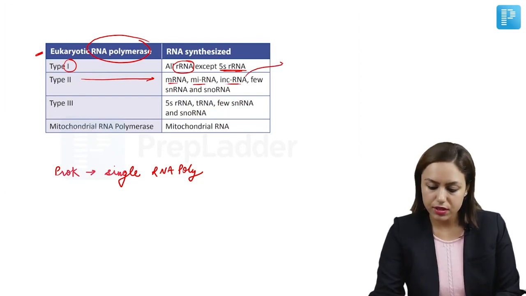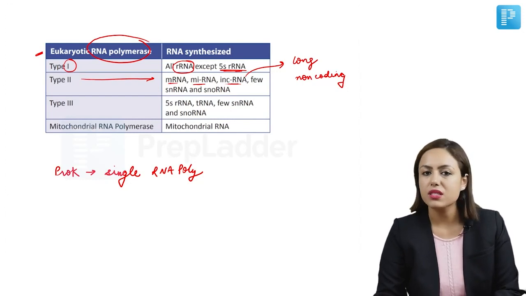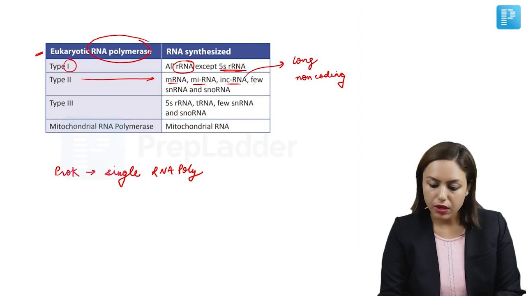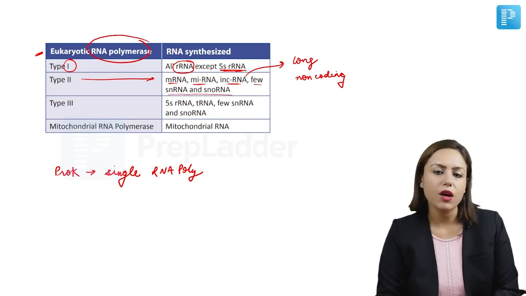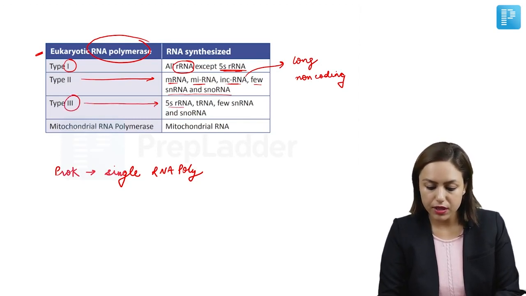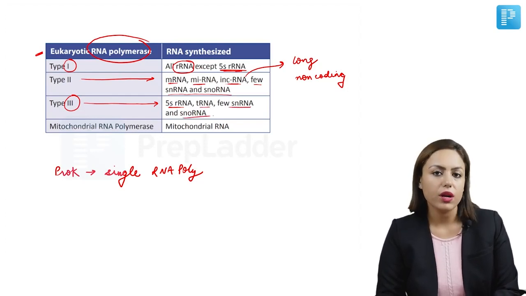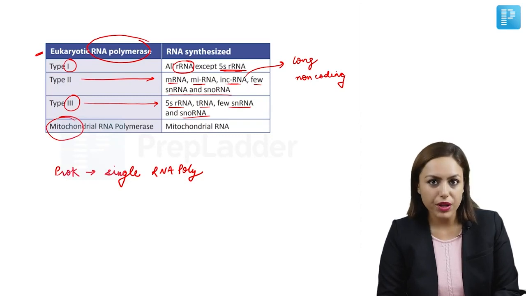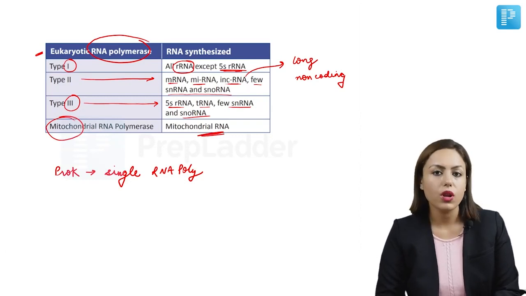lnc, what is this? Stands for long non-coding. Okay, the short form is lnc, but there is nothing from l. The full form is long non-coding RNA. Okay. Then few snRNAs and snoRNAs are from type 2. Next, coming to type 3 RNA polymerase, it will synthesize 5S rRNA, tRNA, and few snRNAs and snoRNAs are from type 3. Okay. Then in eukaryotes, we have mitochondria. So there is a different mitochondrial RNA polymerase for the synthesis of mitochondrial RNA.